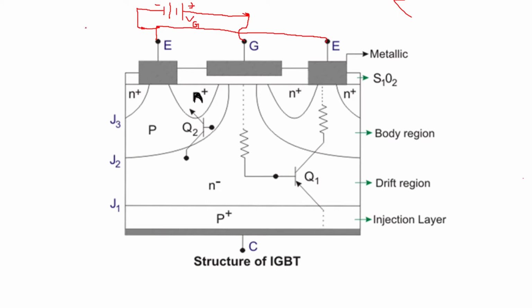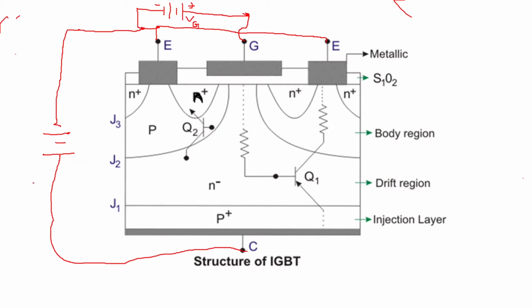Similarly, if you see the connection for the collector, the collector will be positive with respect to the emitter. So here it is negative, positive, negative, positive, and this positive should go to the collector region. This voltage will be called VCC. This is plus, this is minus. So this is VCC.